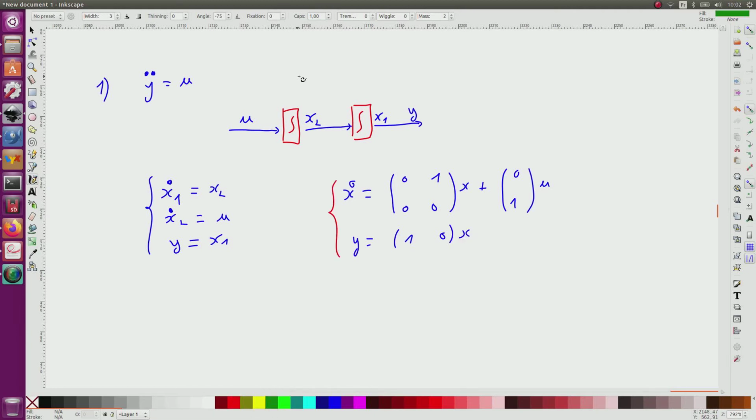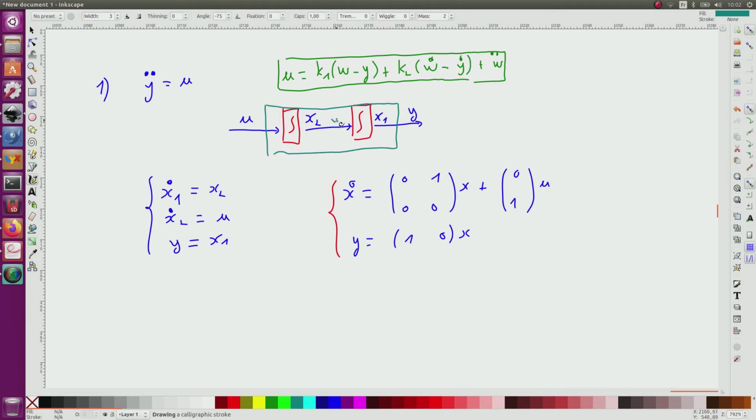We propose a proportional and derivative control given by u equal k1 (w minus y) plus k2 (w dot minus y dot) plus w 2 dots, like this. It is a controller we propose for my system. Now my system is this one.